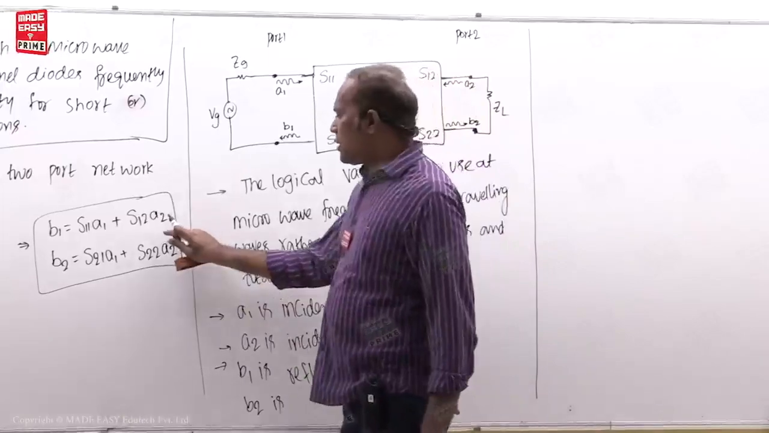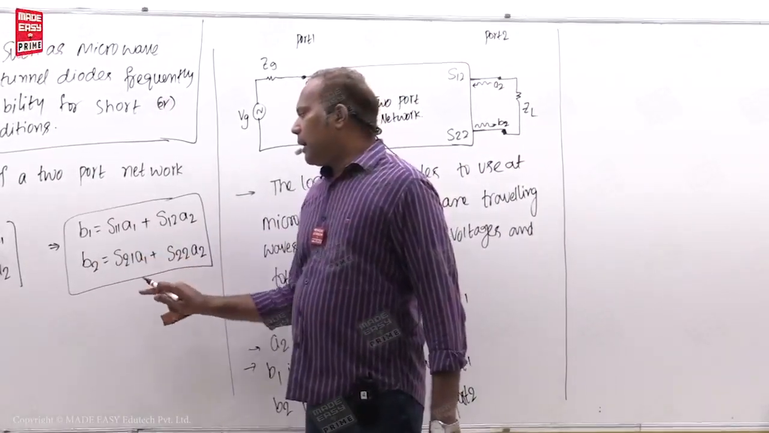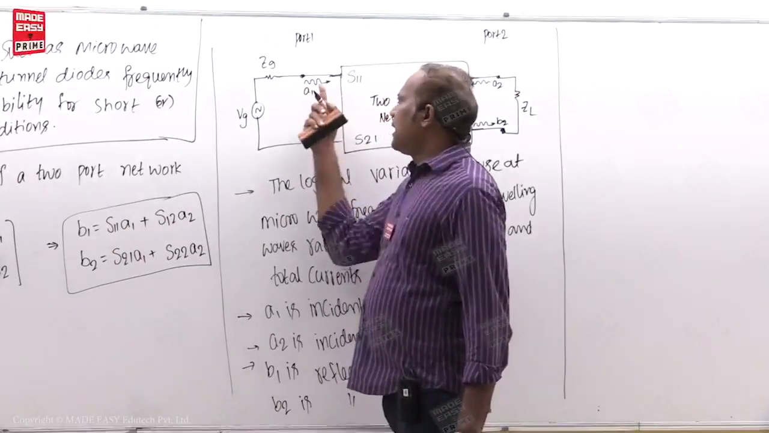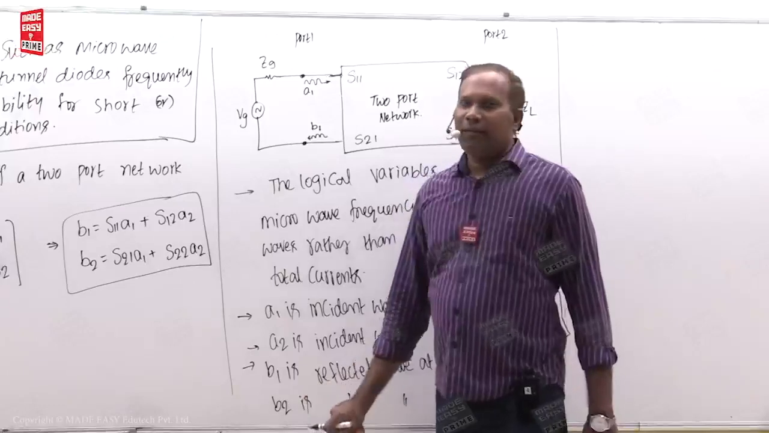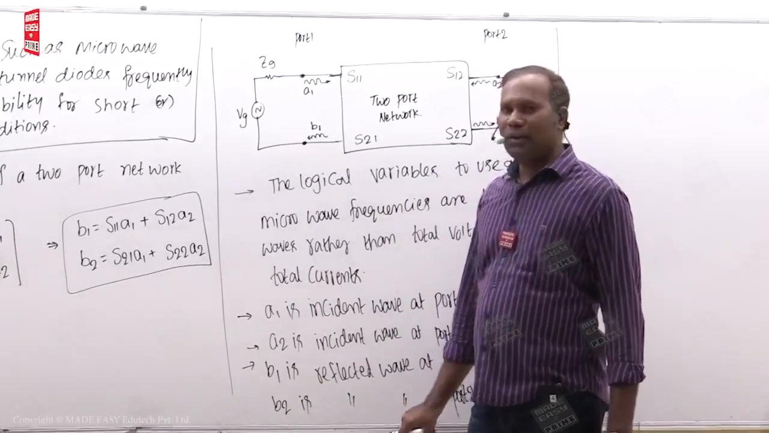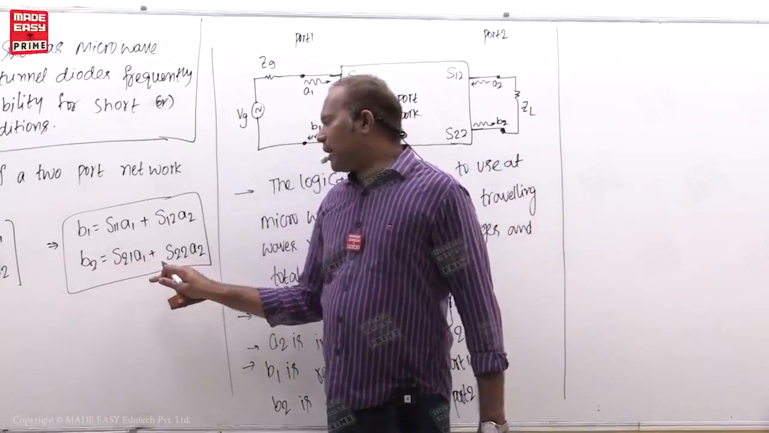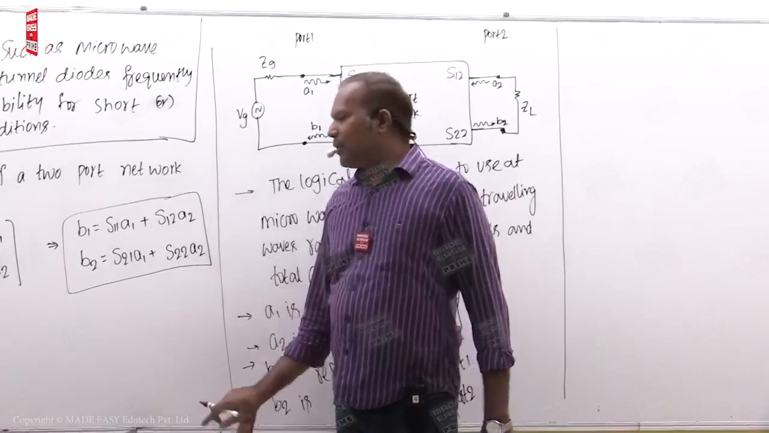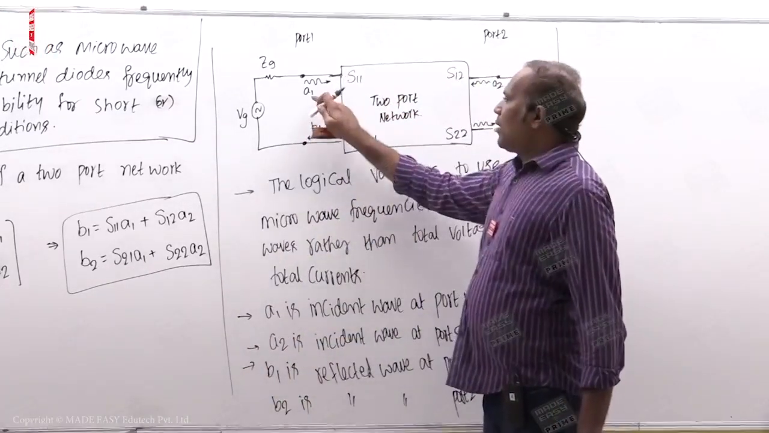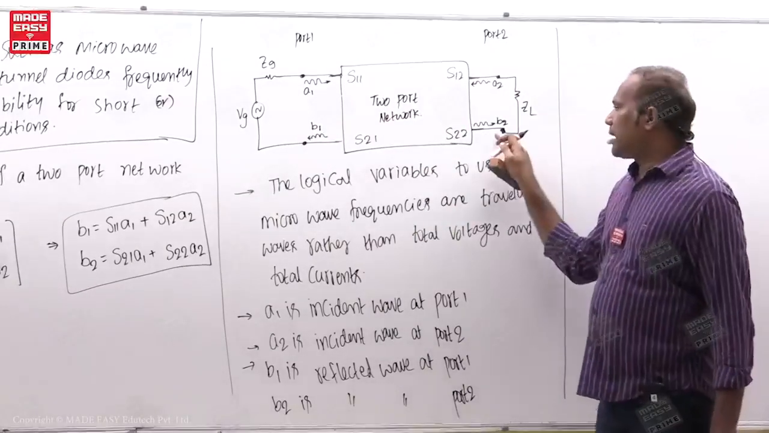Then with A2 zero, S11 is equal to B1 by A1. B1 is the reflected wave at port 1 divided by the incident wave at port 1, defined as the reflection coefficient at port 1. And similarly, S21 is equal to B2 by A1 provided A2 is equal to 0. That means B2 is the wave transmitted from port 1 to port 2. So you may be confused here, sir, B2 is the reflected wave at port 2.